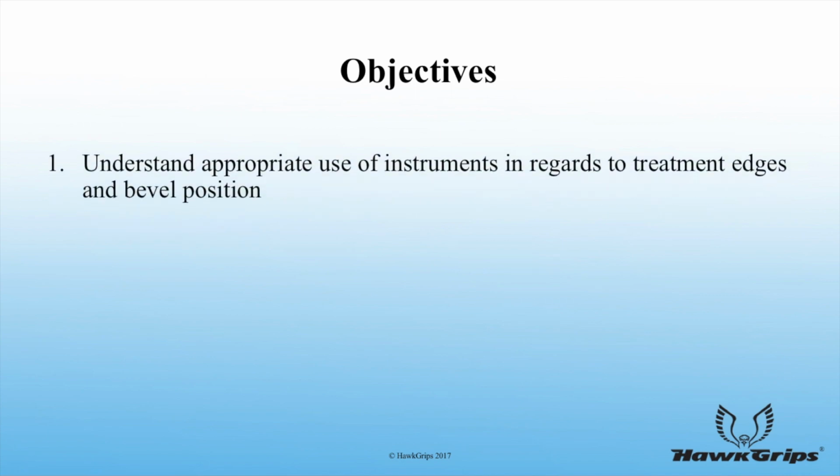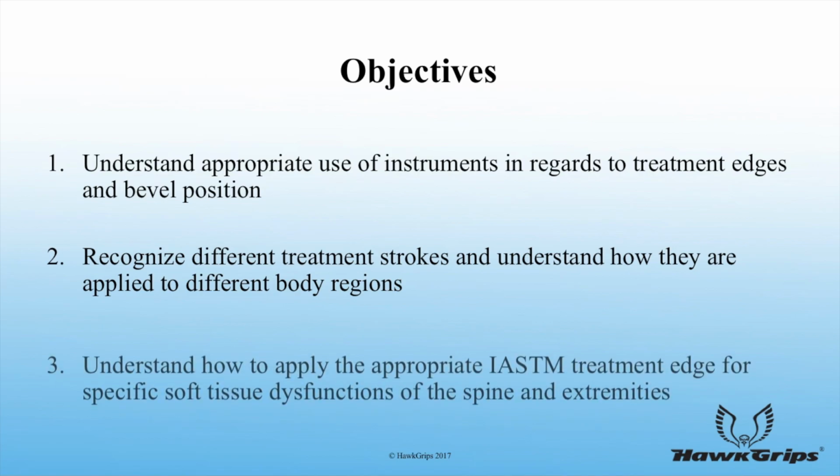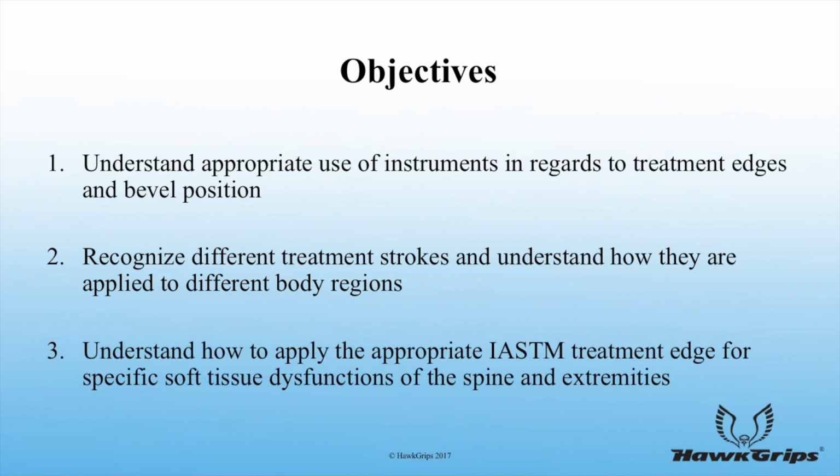The purpose of this presentation is for the participant to understand appropriate use of instruments in regards to treatment edges and bevel position, recognize different treatment strokes and understand how they are applied to different body regions, and understand how to apply the appropriate IASTM treatment edge for specific soft tissue dysfunctions of the spine and extremities.